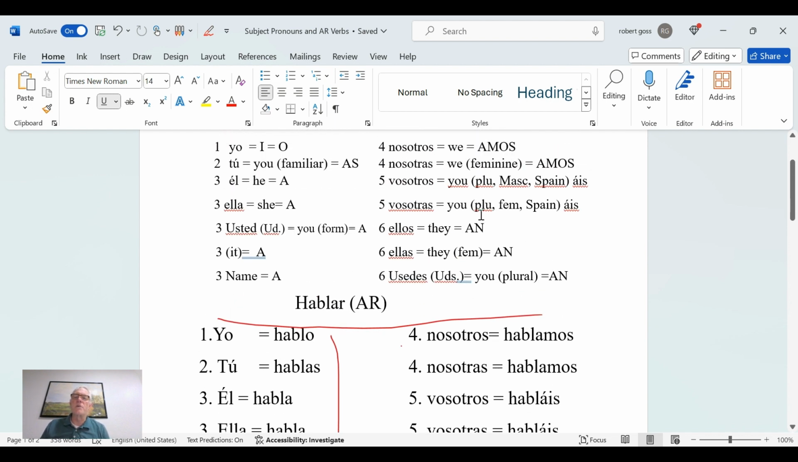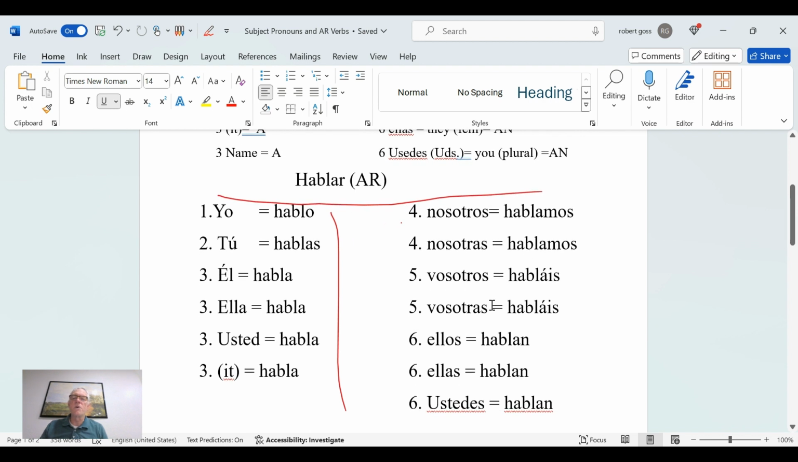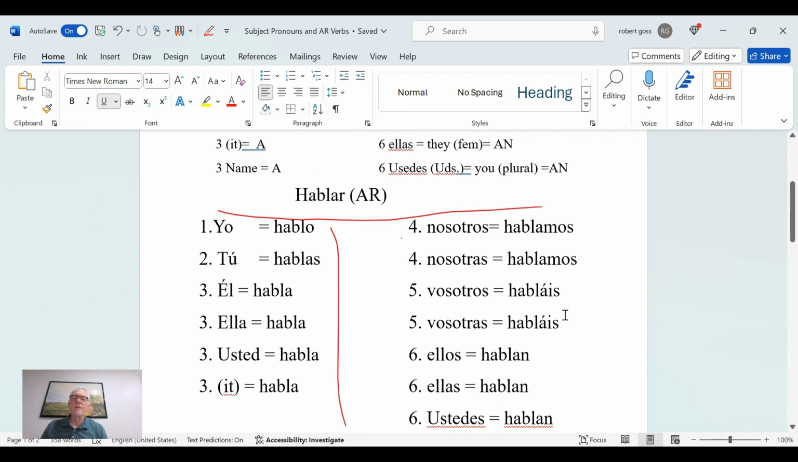Vosotras, you all, that's plural, that's feminine from Spain. We'd cross off the AR, we'd put A with an accent, IS, and that would be vosotras habláis. You all from Spain, you all girls from Spain speak.